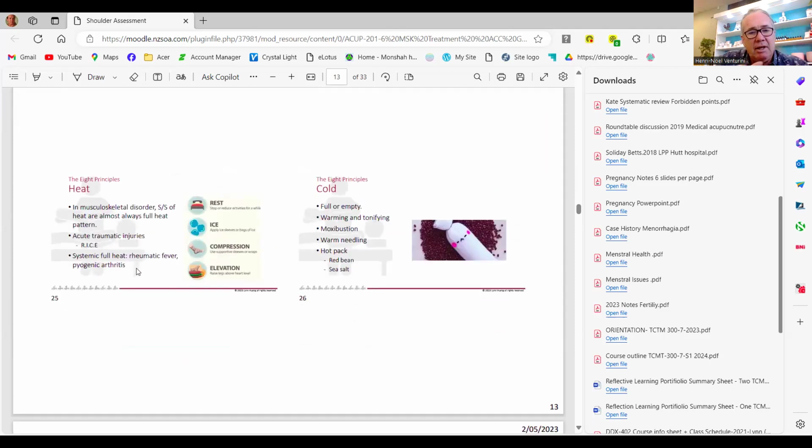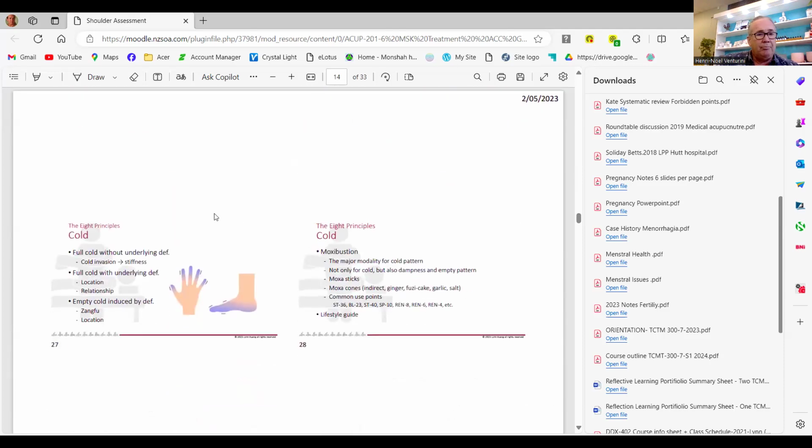If there's heat, this is the second principle, heat and cold. Hot and cold, the opposites, right? If it's hot, it's an acute injury, and there's heat, and you can touch them and feel it. If it's cold, you'll find that there's probably lack of movement. The client will not be able to extend or rotate, and there's pain because cold is quite painful. And to help that, moxibustion or warming and tonifying techniques.